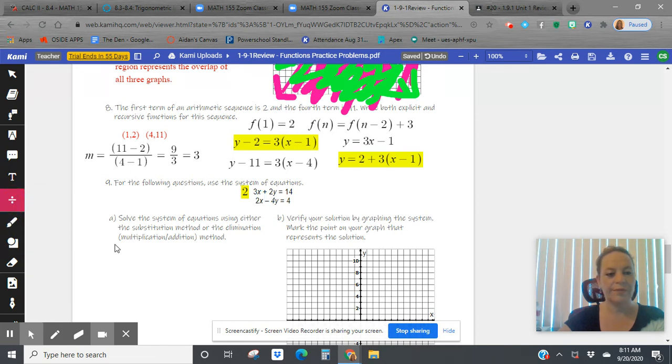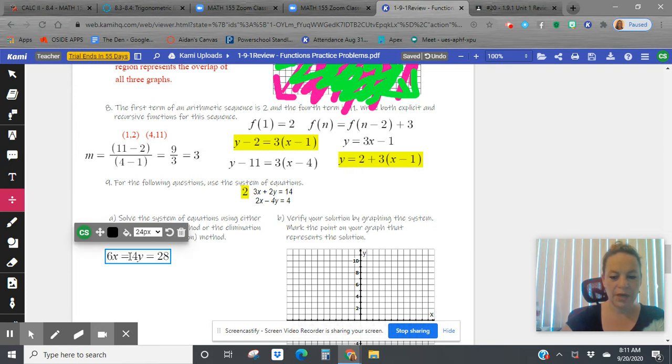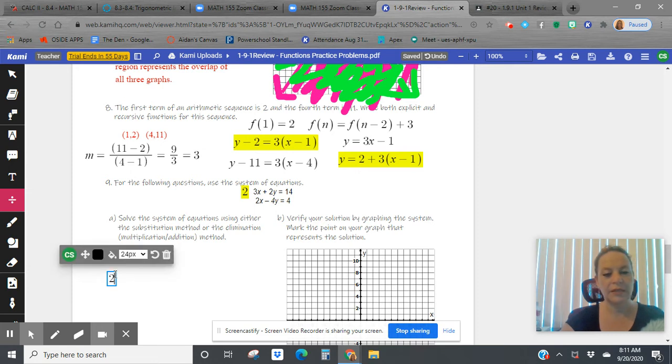So here I go. 2 times 3x gives me 6x. 2 times 2y gives me 4y. And 2 times 14 equals 28. Here's my new top row equation. Bottom row can stay the same because I already have opposites. 2x minus 4y equals 4.